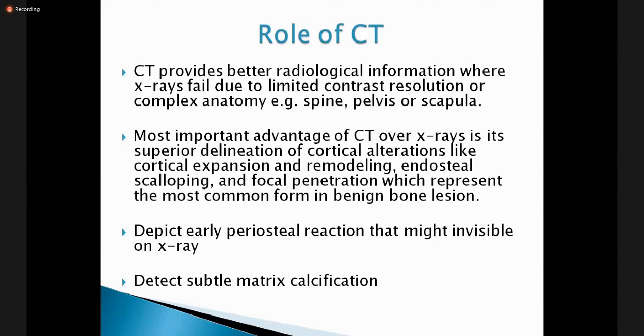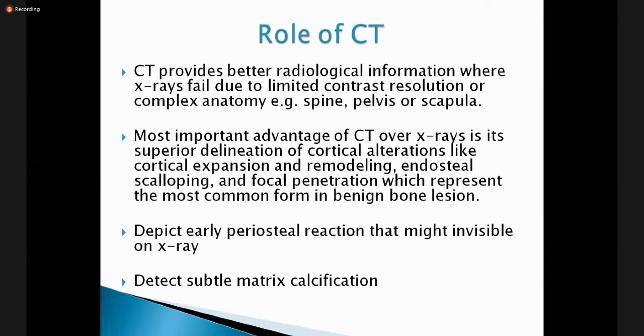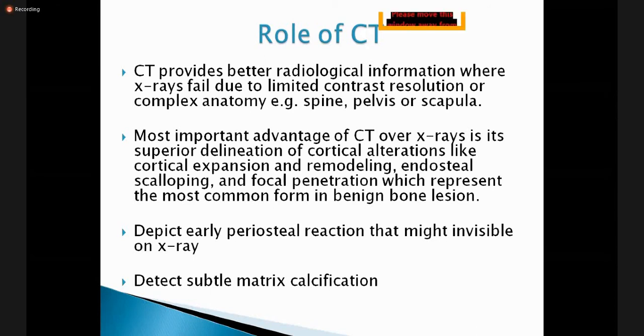The most important advantage of CT over X-ray is its superior delineation of cortical alteration, meaning cortical expansion or remodeling, endosteal scalloping, and focal penetration, which represent the most common form in benign bone lesions. Because of an intramedullary lesion, it can cause pressure remodeling or cortical expansion, which sometimes we cannot assess on X-ray. It also shows early periosteal reaction that might be invisible on X-ray, and detects subtle matrix calcification which we cannot see on X-ray.